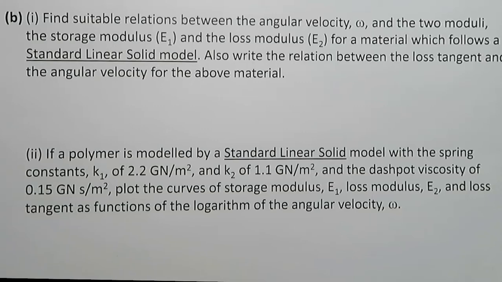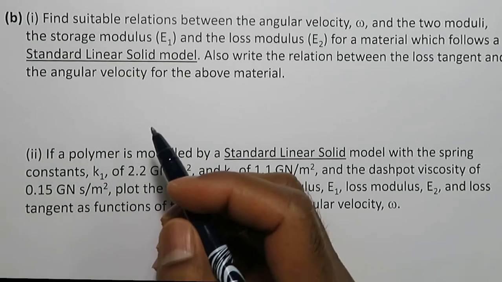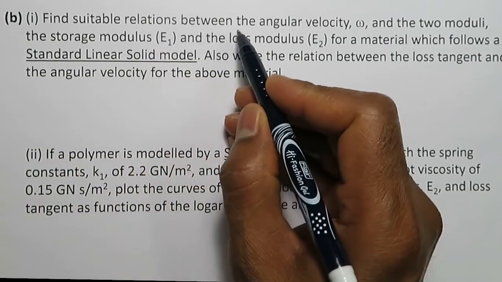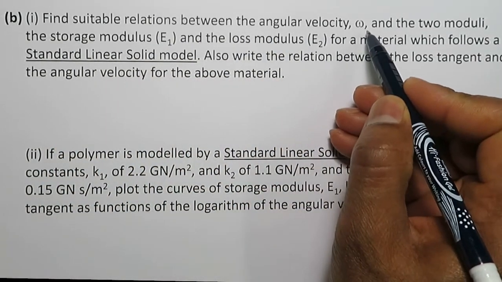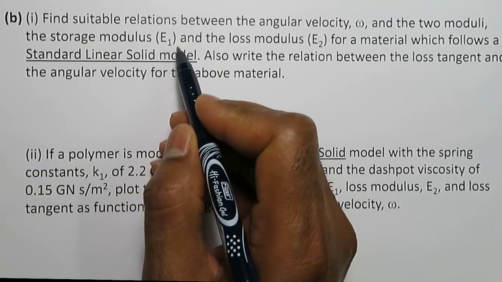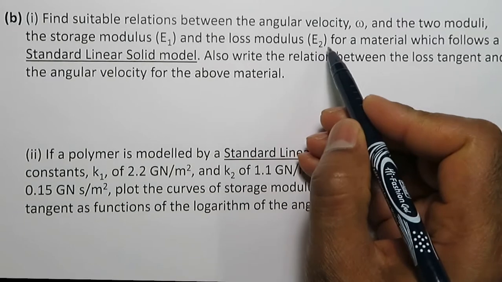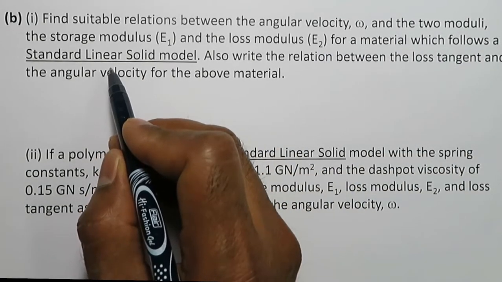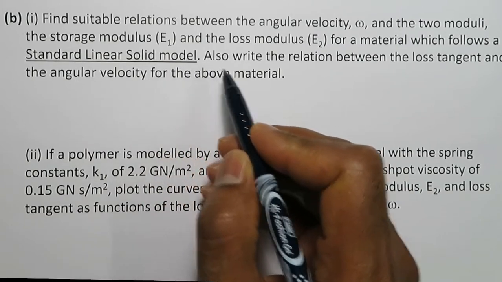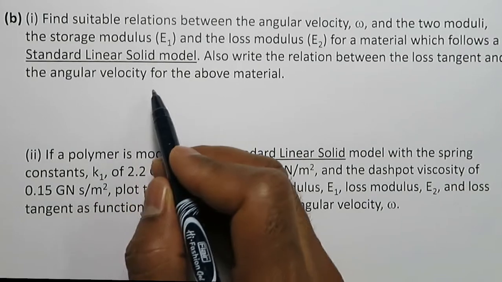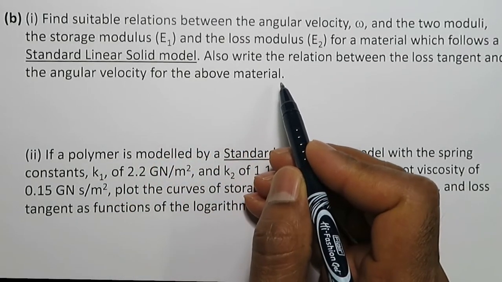In this video we will solve this problem. Let us read the problem. Find suitable relations between the angular velocity omega and the two moduli, the storage modulus E1 and the loss modulus E2, for a material which follows a standard linear solid model. Also write the relation between the loss tangent and the angular velocity for the above material.